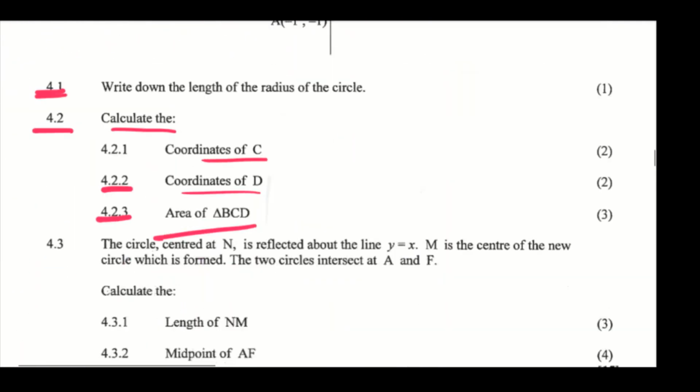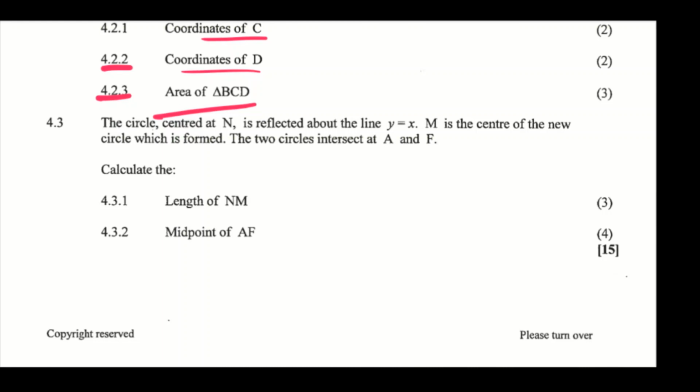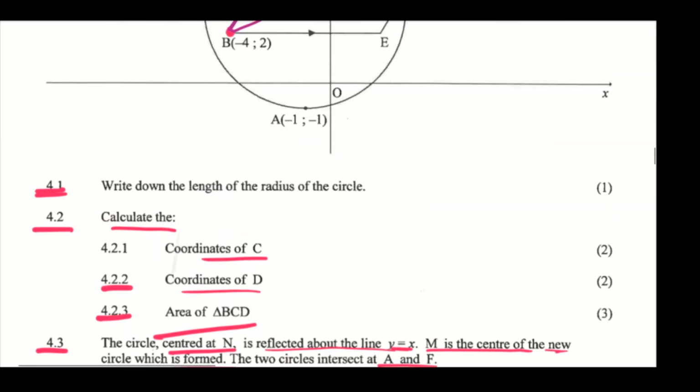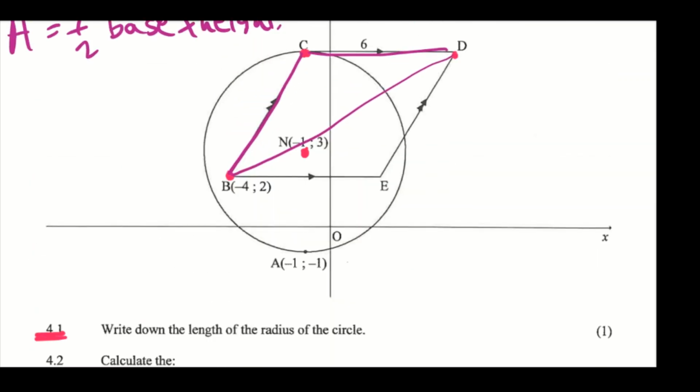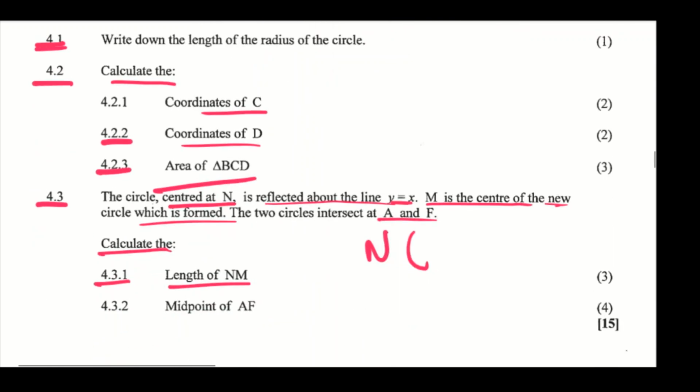Okay, so now we go to 4.3, which says that the circle is centered at N. It's reflected about the line y is equal to x. M is the center of the new circle which is formed. The two circles intersect at A and F. Calculate the length of NM. So N is the center of this circle here, which the coordinates of N is minus 1 and 3.